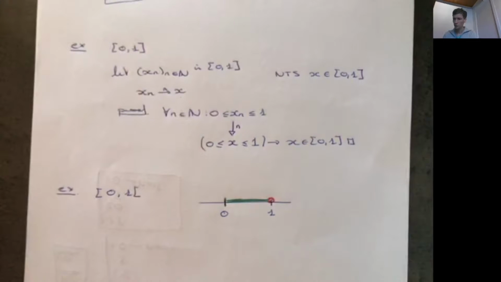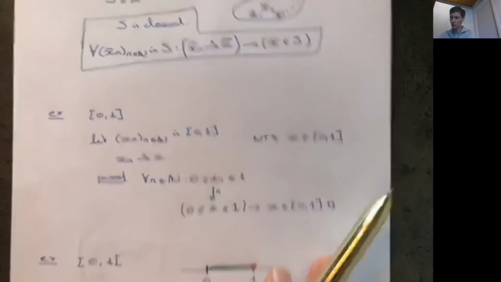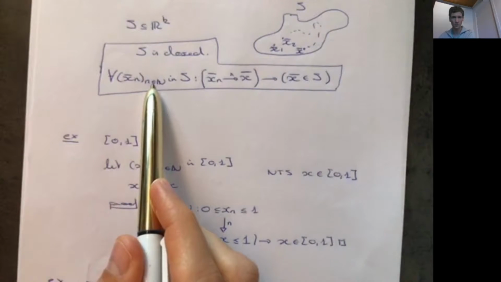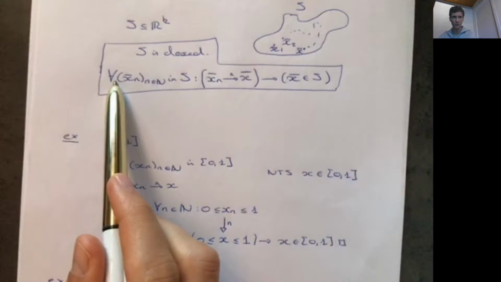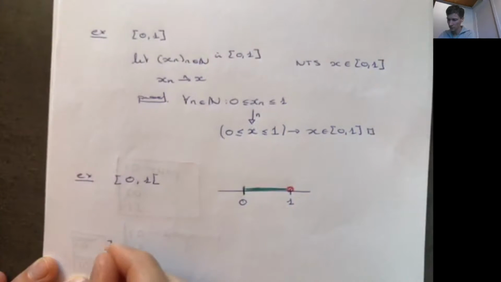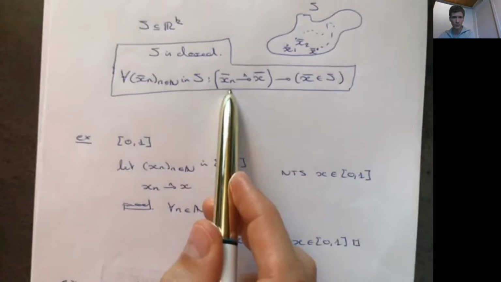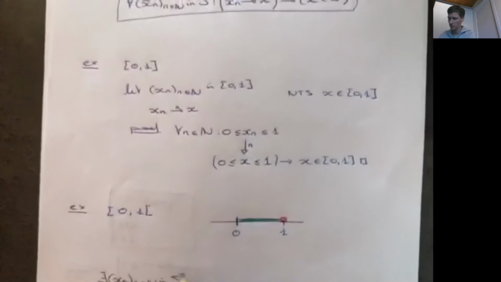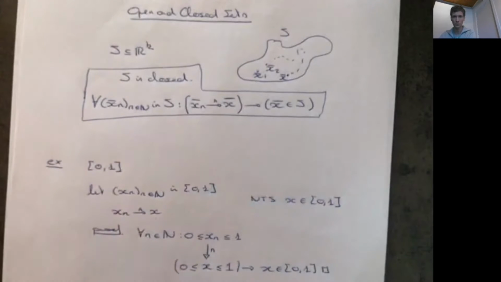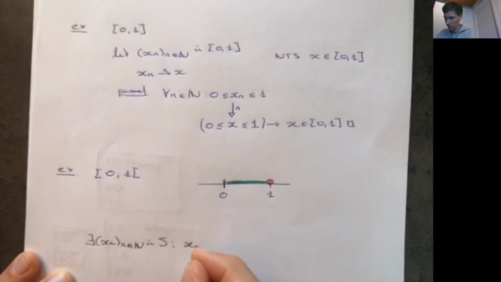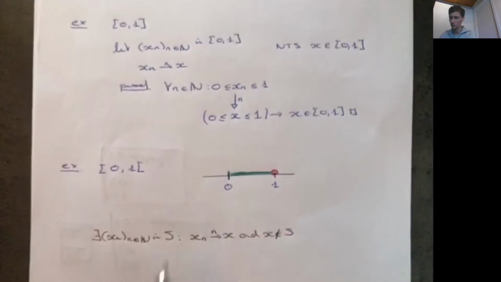If you want to show that this set is not closed, then you have to show the negation of this definition. So let's first negate it. If you negate this, then there exists a sequence, that's the first part, and then we have to negate the implication. This is a P implies Q, and negating P implies Q gives P and not Q. So we have the sequence xn converges to x, and x is not in S, right? So this is what we need to show for this interval.